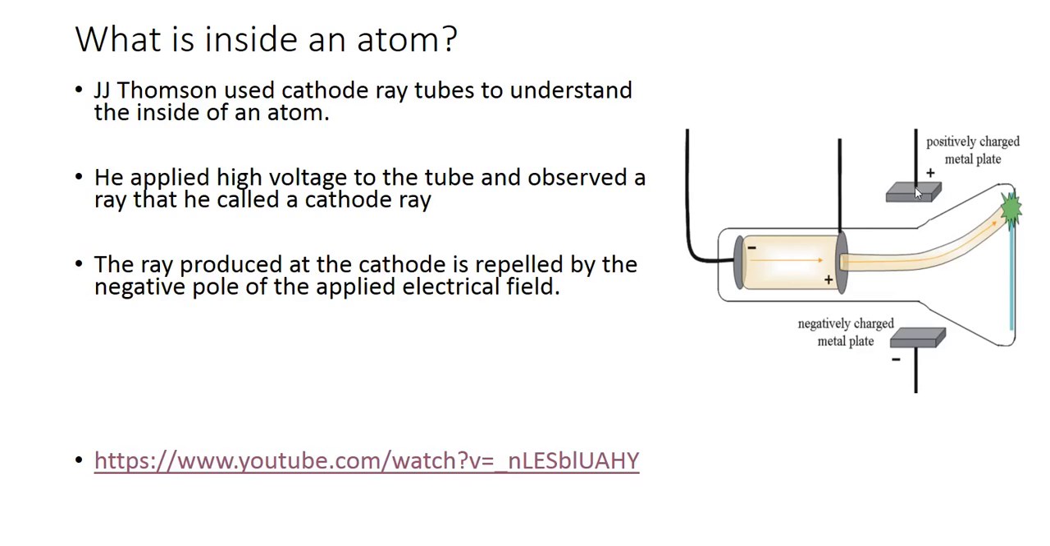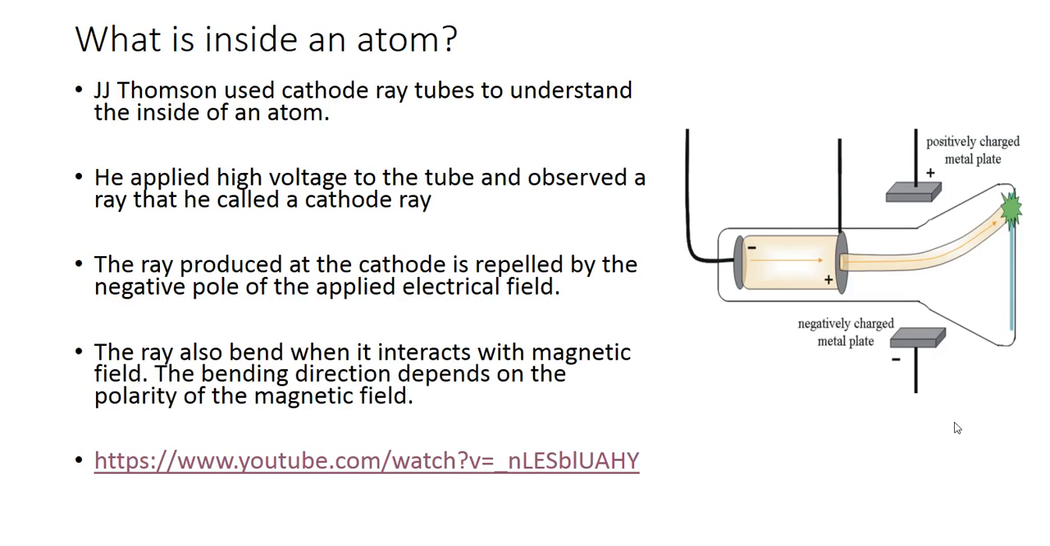When he puts an electric field on both sides, you see that the ray is repelled by the negative side. So he reasoned that if the ray is being repelled by the negative side, and we know that like charges repel each other, it means this ray also has negative charges. So I will call these negative charges electrons. So from there he said, I think the atom has something inside it called electrons.